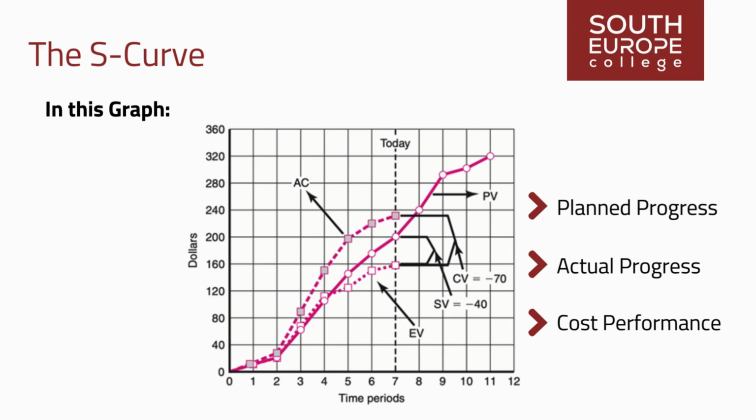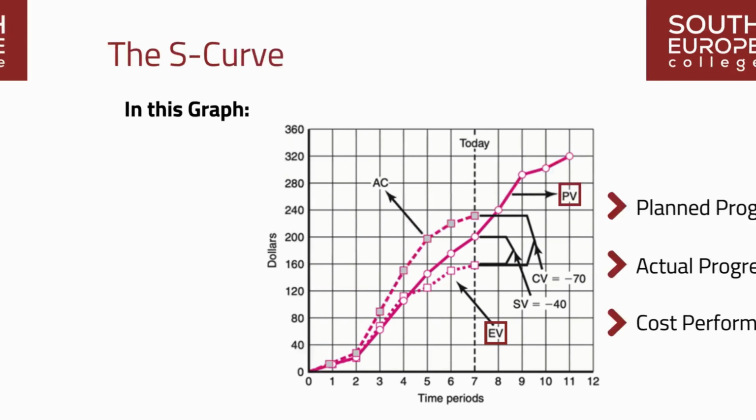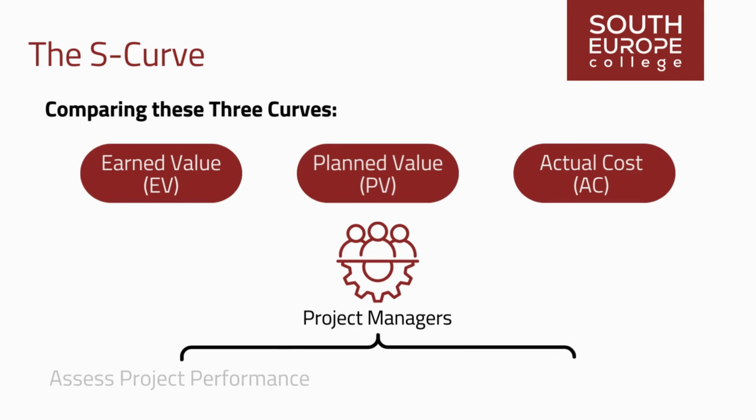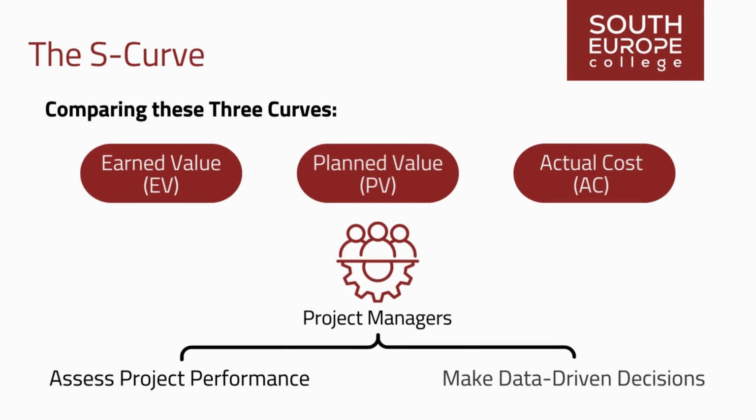As the project progresses, the earned value, EV curve, ideally aligns with or surpasses the planned value, PV curve, indicating successful project execution. The actual cost, AC line, shows the cumulative actual costs incurred over time. Comparing these three curves helps project managers assess project performance and make data-driven decisions to keep the project on track.